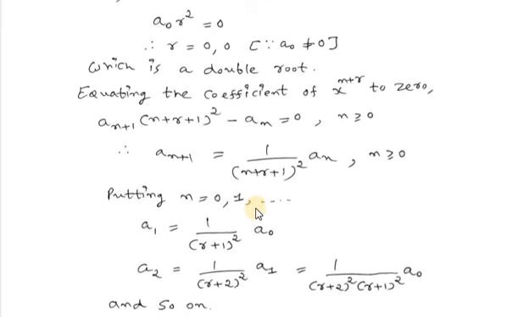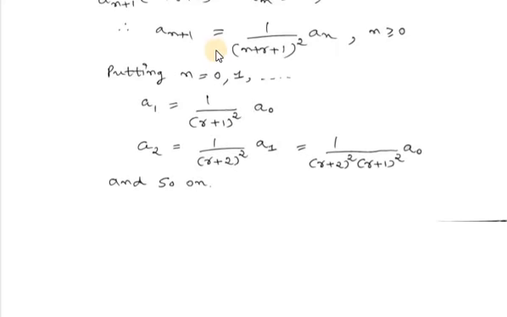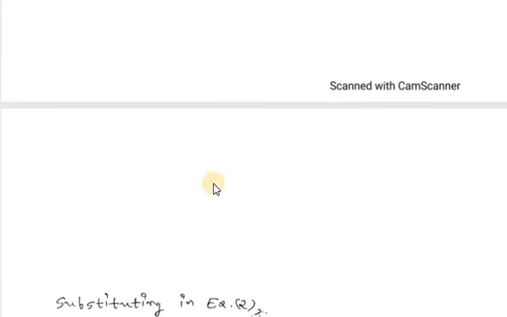Now put n equals 0 and 1. So for n equals 0, we have a1, and that is equal to 1 over (r + 1) whole squared into a0. For n equals 1, we have a2, and that is equal to 1 over (r + 2) whole squared into a1, and replacing a1 by this one, it will become 1 over (r + 2) the whole squared into (r + 1) the whole squared into a0, and so on. So we have values of a1 and a2.